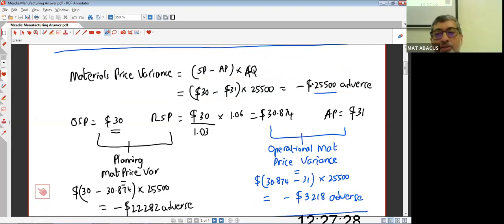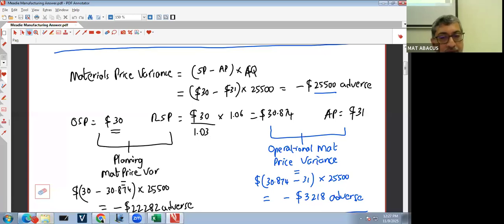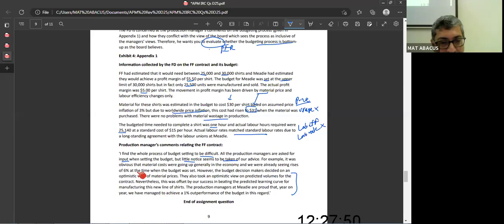Now we need to adjust and separate it into operational and planning. The original standard price is $30, so there is no issue here. Actual is 31, which we have already used. But then we were told about the inflation: it was obvious that material costs were going up generally in the economy, and at the time of preparing the budget they had already seen that material costs had increased by 6%.